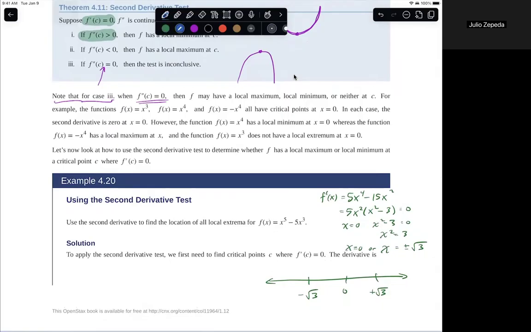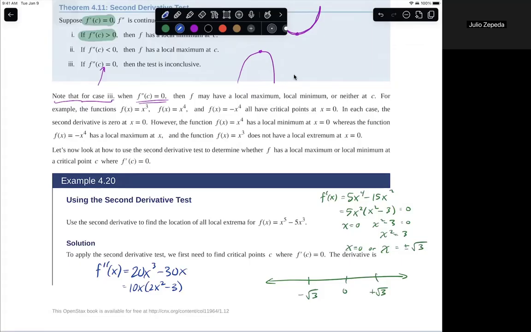So let's find the second derivative. F double prime of x is equal to 20x to the third minus 30x. This factors to, let's see here, 10x times 2x squared minus 3. Okay, that seems okay.